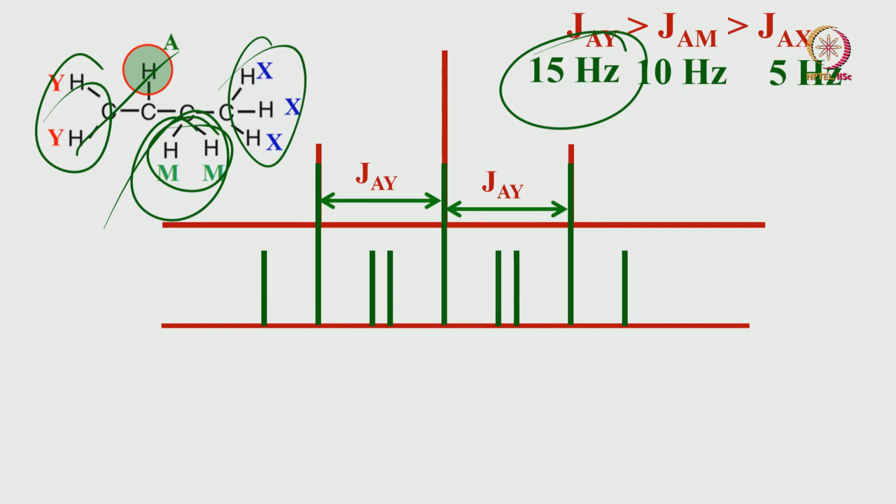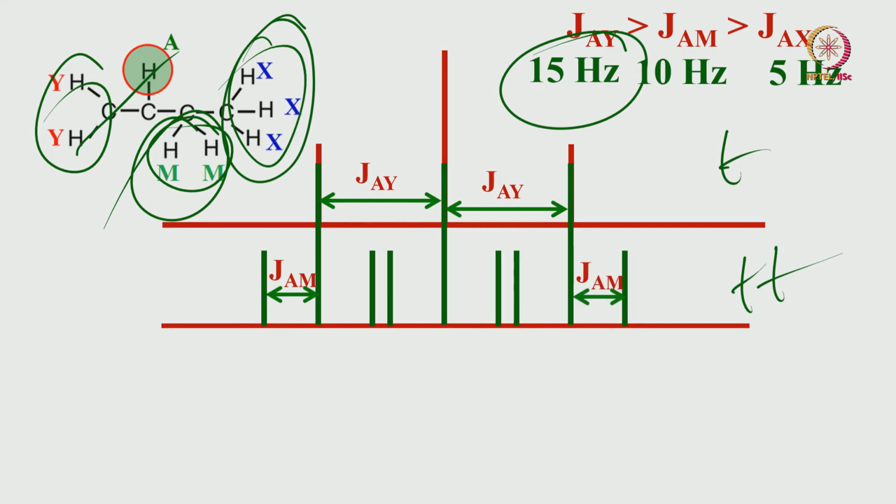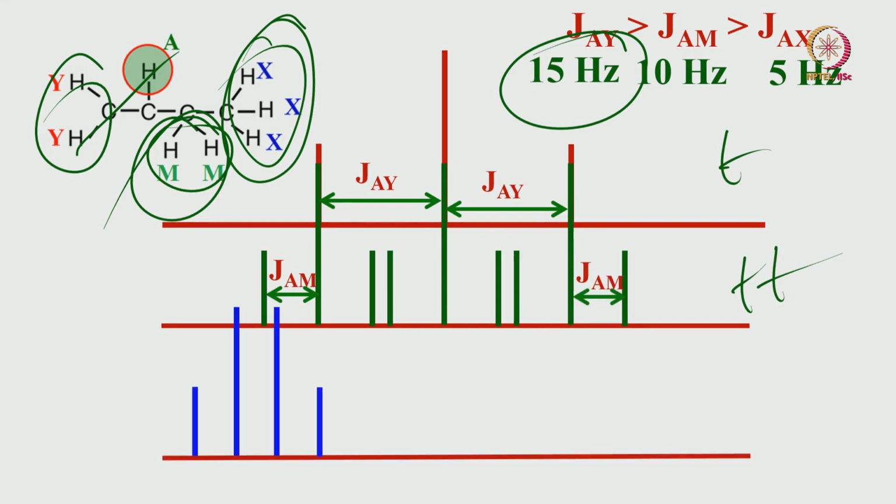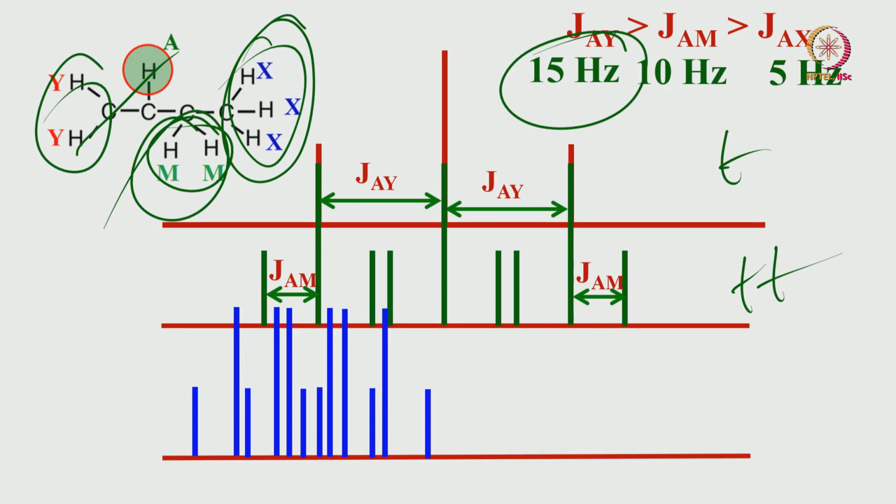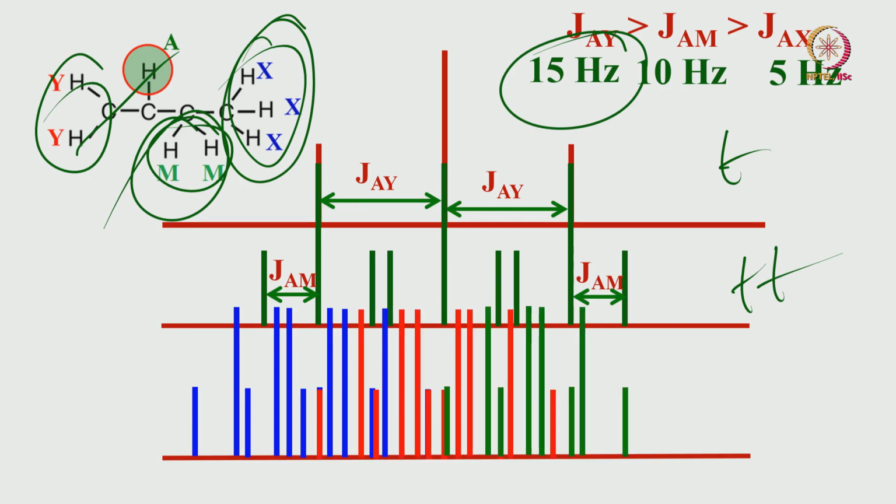What is going to happen further? This is also split because of the CH3 group. It is already a triplet of triplets. Each line of the triplet is further split into what is called a quartet now. You are going to get one quartet, another quartet, another quartet. See, so many quartets you are going to get. What do you call this pattern?